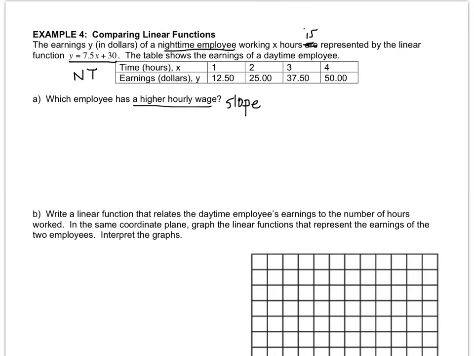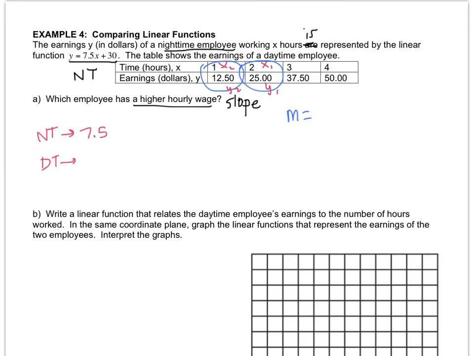So, I know the slope of nighttime because it's in the formula, it's 7.5. So now I need to find the slope of daytime. So let's use that slope formula again. M equals, I'll pick this one and this one just because they're the first two. And I should label, this will be x1, this will be y1, this will be x2, that'll be y2.